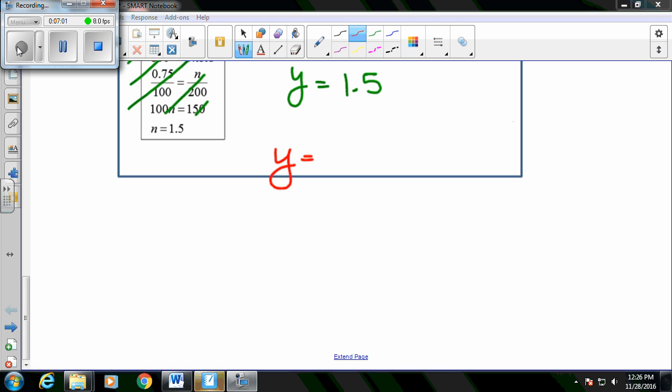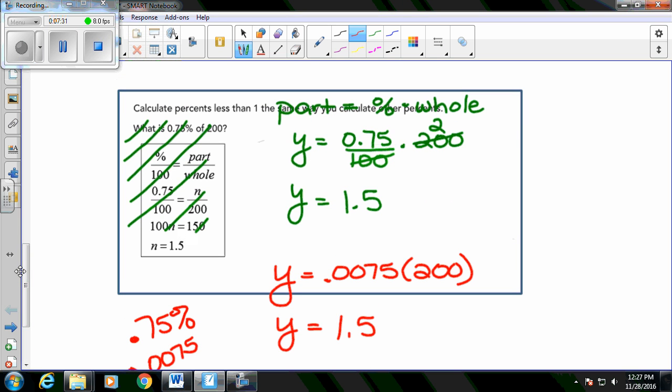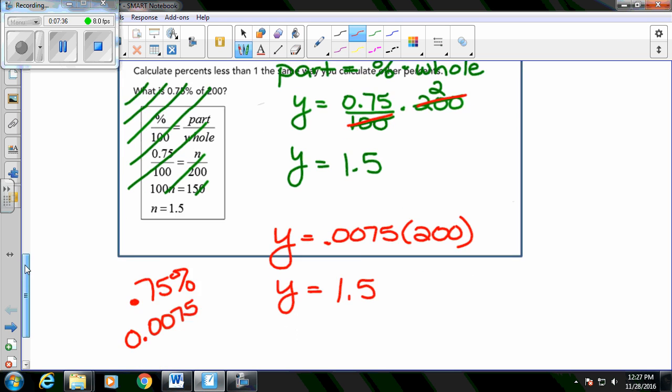So if I have 0.75%, to convert it to a decimal, I have to move it over 2, and I get 0.0075 times 200. When I multiply that out, I still get 1.5%, or 1.5. I would much rather use the fraction this way, because then we can get this canceling going on, and it's a little easier to work with. Your choice, depends on the numbers.